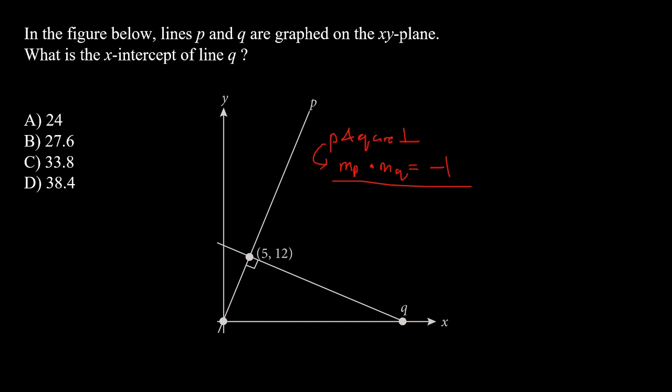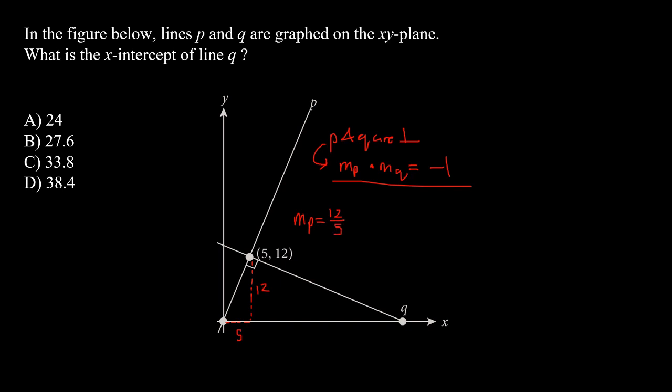So the slope of P is going to be equal to the slope of this line segment right over here, because slope is constant throughout. So what is the slope of this line segment? Well, we're going over 5, and we're going up 12. So the slope of P, MP, is going to be equal to 12 over 5.